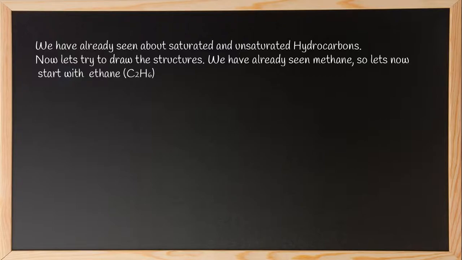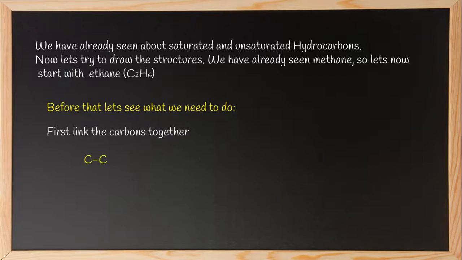So now let's draw the structure of ethane. The formula is given and it is C2H6. Let us follow a few guidelines. First, link the carbons together. Look at the formula, C2H6. There are two carbons, so 2 here represents the number of carbons present. Whatever the formula is, just link the number of carbons together. Next, use hydrogens to satisfy the valency.